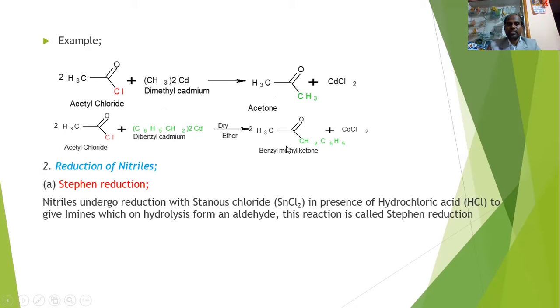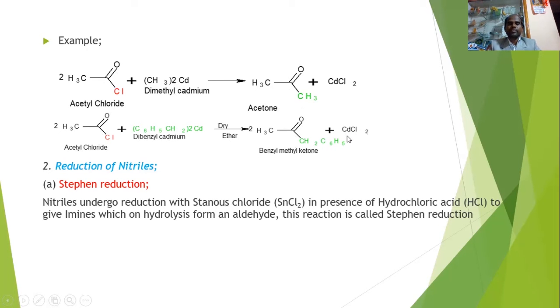You can observe that this group is called benzyl group. This group is called methyl group. So benzyl methyl ketone. Again, benzyl methyl ketone is a common name. It's not an IUPAC name. And this will be a byproduct. Overall, ketones are obtained starting with the acid chloride with the dialkyl cadmium reagent. If we are taking dimethyl cadmium, we'll get acetone. If we are taking dibenzyl cadmium, we'll get benzyl methyl ketone. This is about the method.